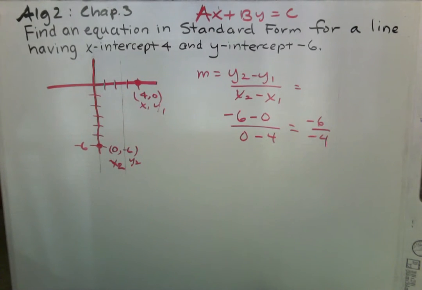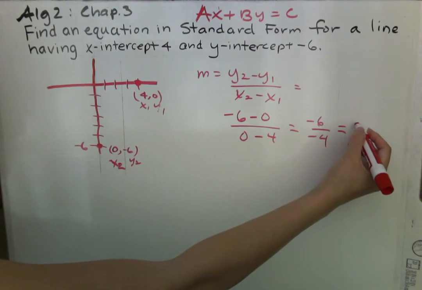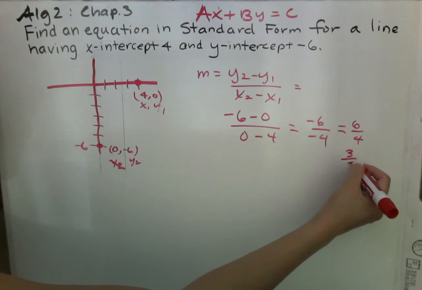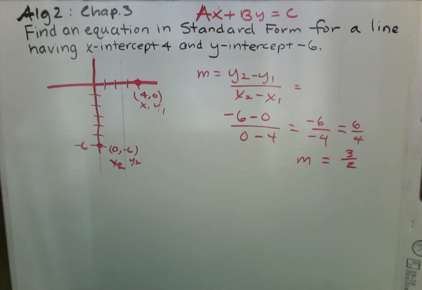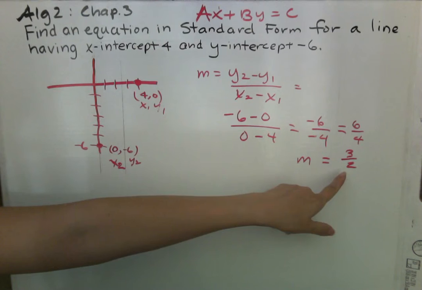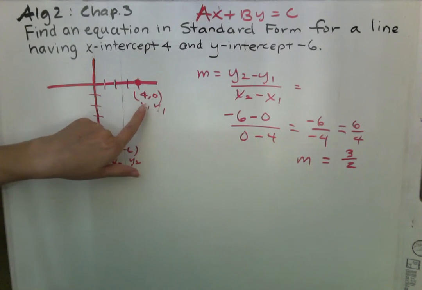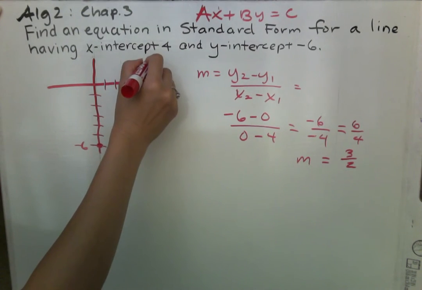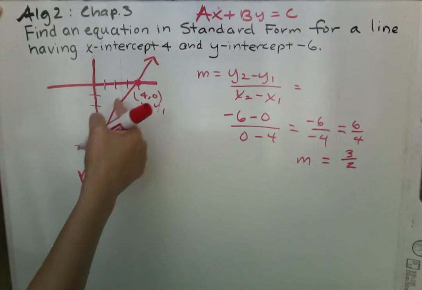And we get -6 over -4, which is a positive. Negative divided by negative is a positive 6/4. And then we always reduce to get simplified form. All right, so the slope of this equation so far we know is 3/2. The other thing we know is the x and the y can be (4, 0), and also (0, -6), meaning that we're actually looking for the equation of this line.